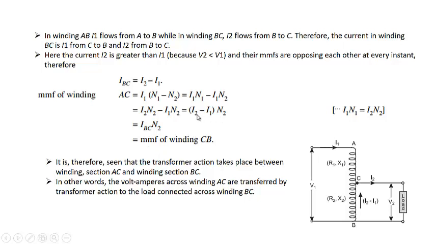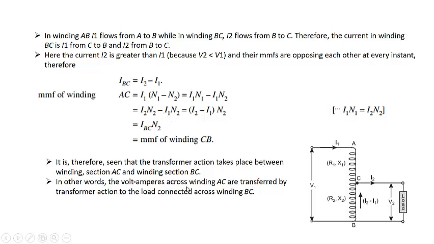This is the value of the MMF in this winding. You can see the current in this is I2 minus I1, and the number of turns in this case is N2. So this is the MMF of the winding BC. Therefore, it is seen that transformer action takes place between the winding section AC and the winding section BC. There is also a transformer action between this winding and this winding, since we have proved or derived their relation and they come to be the same.